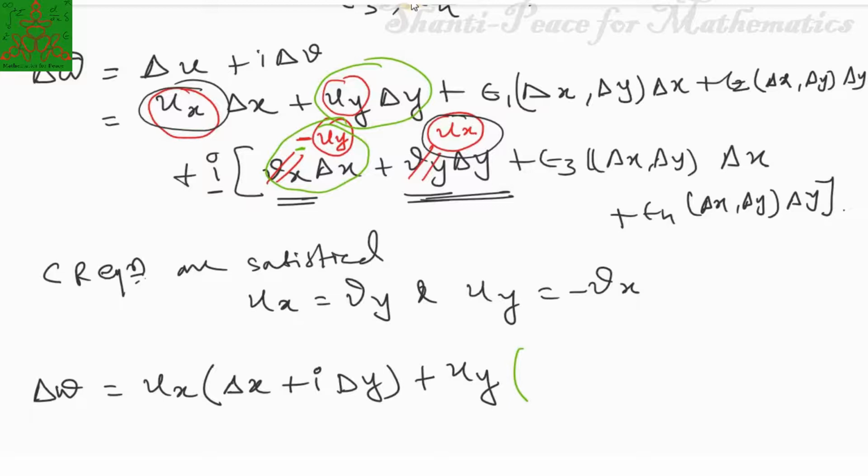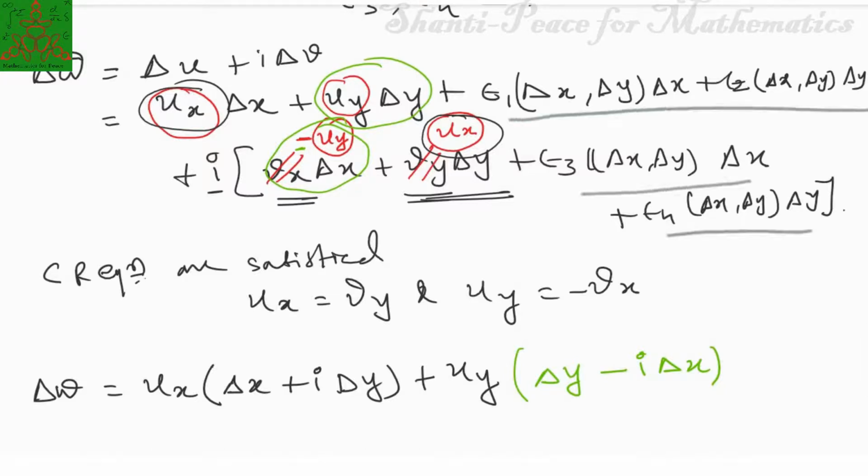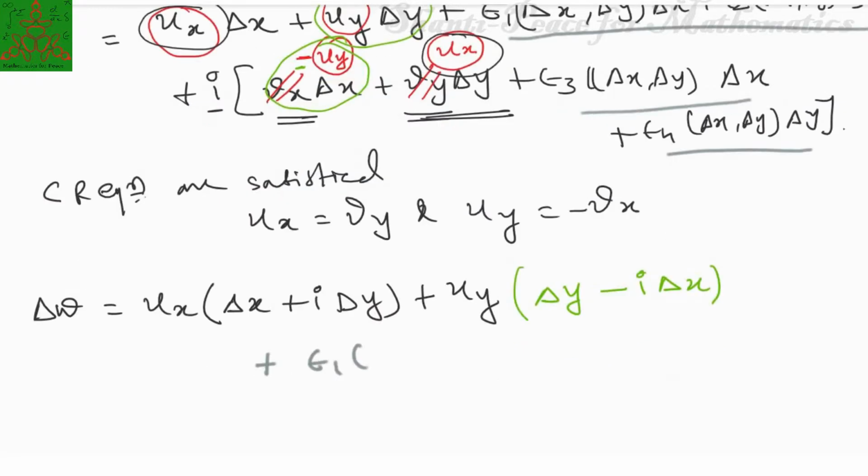So that is delta y minus i delta x, plus the other quantities. The other quantities are these. Here also i is multiplied, so we have epsilon 1 delta x into delta x plus i epsilon 3 delta x into delta x.